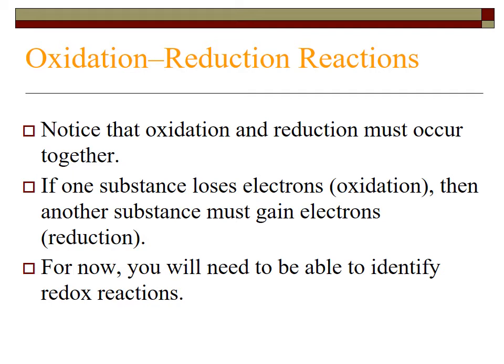So notice that oxidation and reduction must occur together. We can't have one oxidizing without the other one being reduced. They coincide with one another. If one substance loses an electron, it is oxidized, then another substance must gain an electron, and it is reduced. For now, you will need to be able to identify redox reactions and understand which one is being oxidized and which one is being reduced.